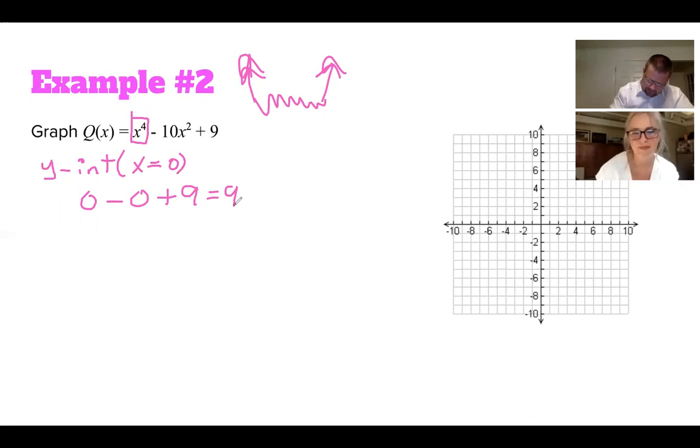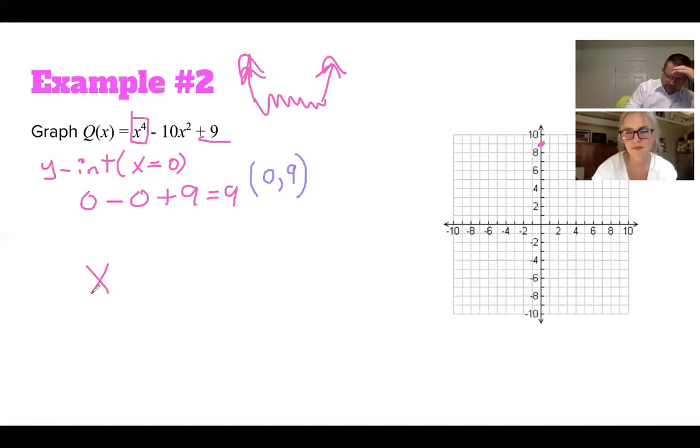Can we generalize this to say that every time, this number on the end is going to be my y-intercept? Well, as long as it doesn't have an x on it, as long as it's just a constant number, that's going to be my y-intercept. Okay. Now we're going to factor this one, or set it equal to 0 and factor it, I should say.